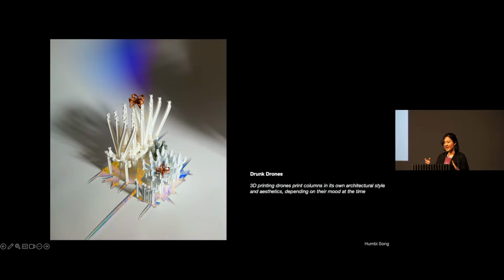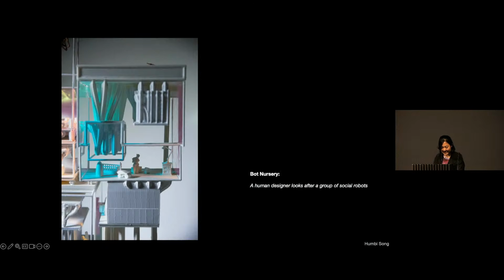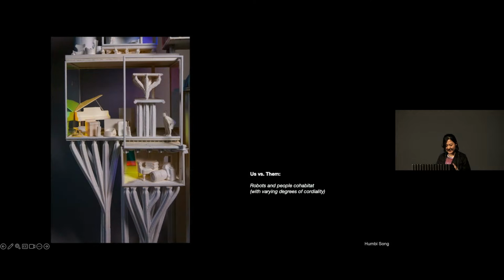So this is kind of like design fiction vignettes to tell the story, right? This is called Drunk Drones. 3D printing drones print columns in its own architectural style and aesthetics, depending on their mood at the time. Bot Nursery. A human designer looks after a group of social robots. Us versus Them. Robots and people cohabitate with varying degrees of cordiality.